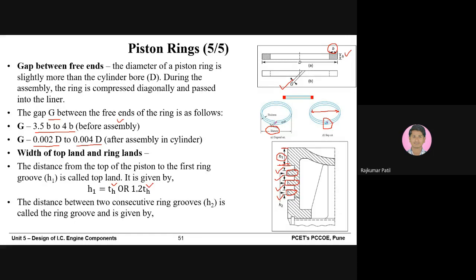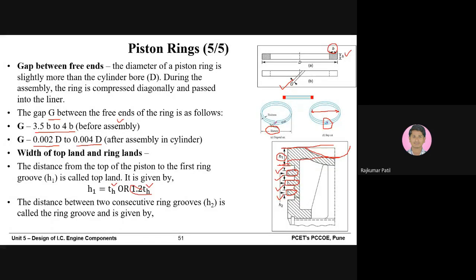So if the piston head is flat, then in that case you may see that H1 is equal to TH. But if it is a cup shape, then the value may increase up to 1.2 H.